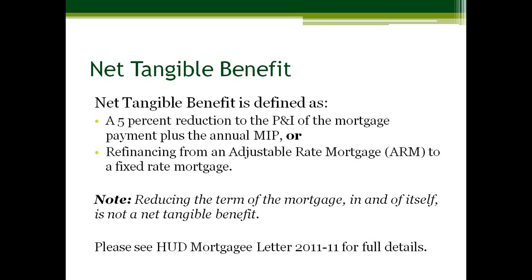Now keep in mind the loan will have to meet a net tangible benefit. So let's address what the net tangible benefit is. It's a 5% reduction to the principal and interest of the mortgage payment plus the annual MIP, or refinancing from an adjustable rate mortgage ARM to a fixed rate mortgage. Please note, reducing the term of the mortgage in and of itself is not a net tangible benefit. And you could always please refer to HUD Mortgagee Letter 2011-11 for full details.